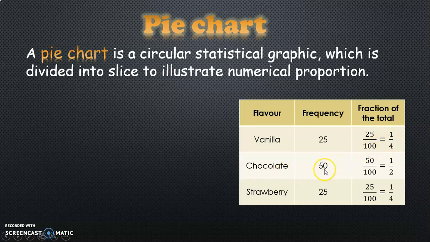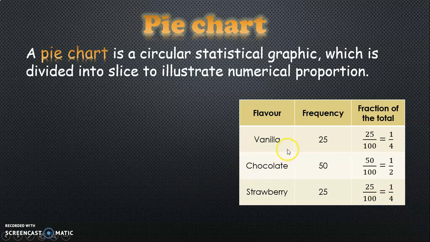Next, chocolate is about 50 people. So our numerator will be 50, the frequency, and the total frequency is 100. If we simplify it, it will become 1 over 2 or 1 half. The same thing with the strawberry. We have 25 frequency, so the fraction of the total is 25 over 100, which is equal to 1 over 4.